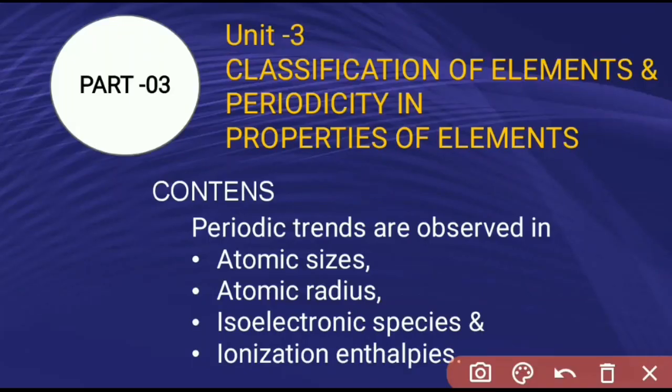Hello dear student. In Part 3, Unit 3, Classification of Elements and Periodicity in Properties of Elements, we will cover the following contents: periodic trends of atomic size, atomic radius, isoelectronic species and ionization enthalpy. Let's discuss these properties of elements in periods and groups.